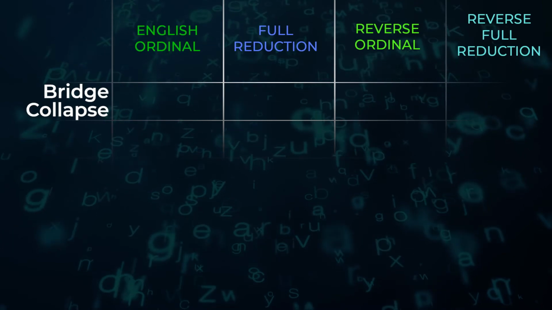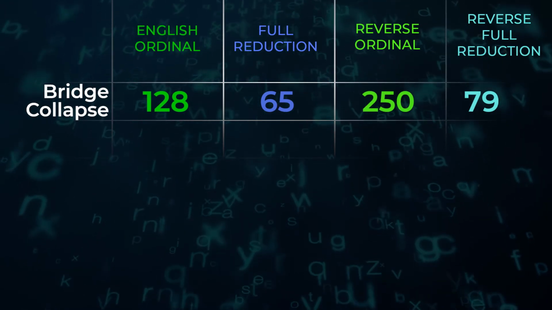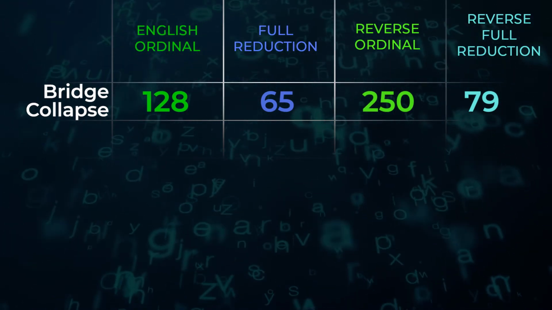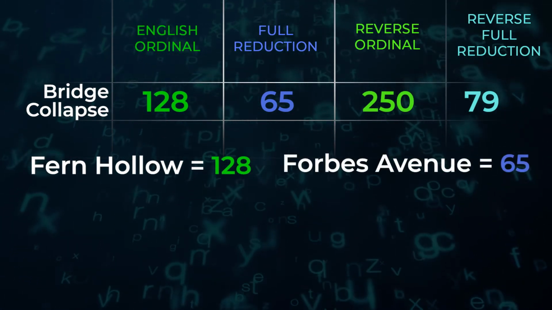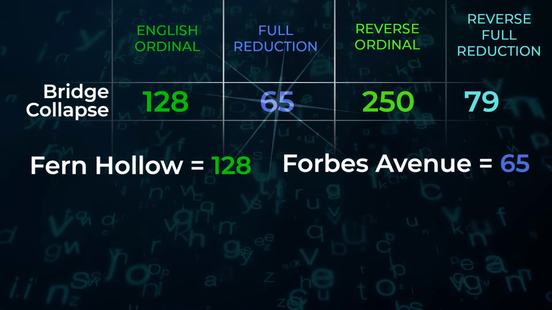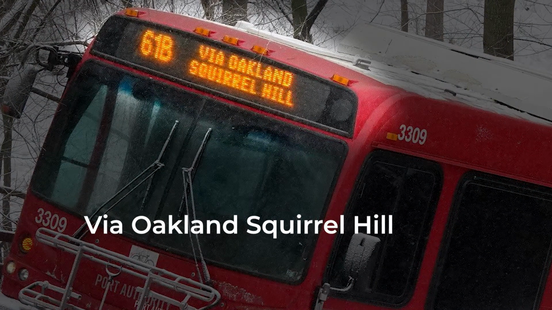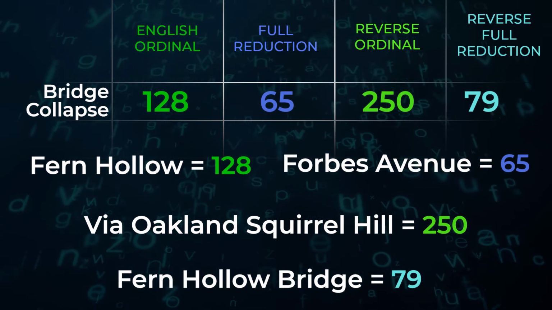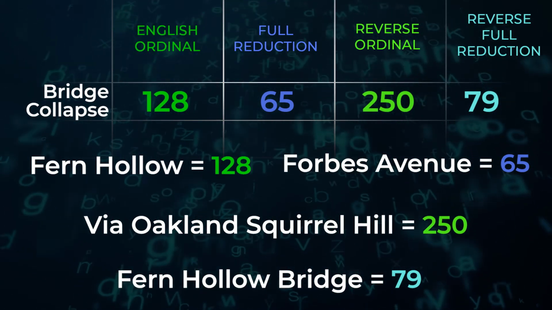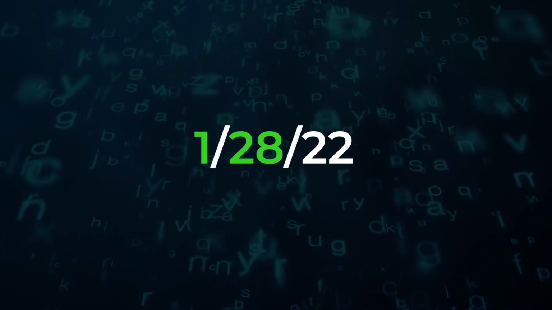Notice bridge collapse equals 128, 65, 250, and 79. It was called the Fern Hollow Bridge, and the road was named Forbes Avenue. And we can see Fern Hollow equals 128, while Forbes Avenue equals 65. Okay, now this is weird. On the bus are the words via Oakland, Squirrel Hill, which sums to 250. And lastly, Fern Hollow Bridge equals 79. So we just related all of those elements of this news story to the words bridge collapse. And notice bridge collapse equals 128, and this all happened on 1/28.